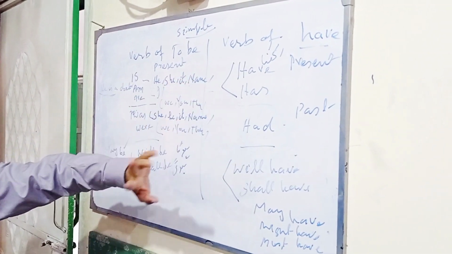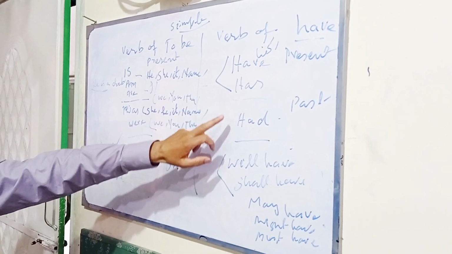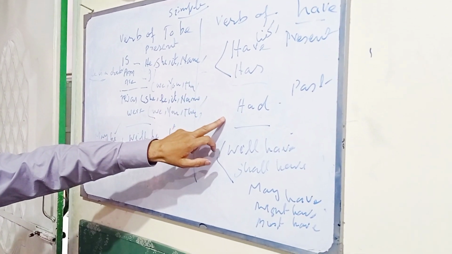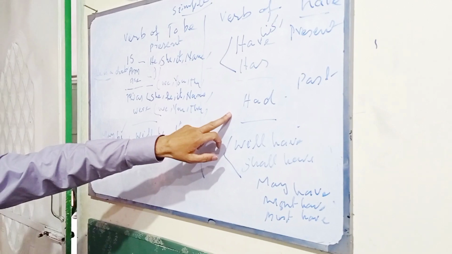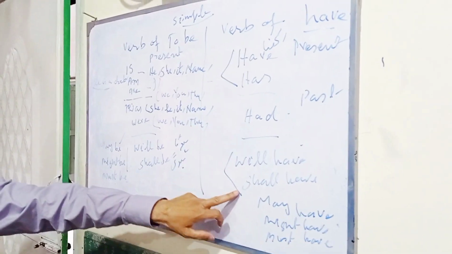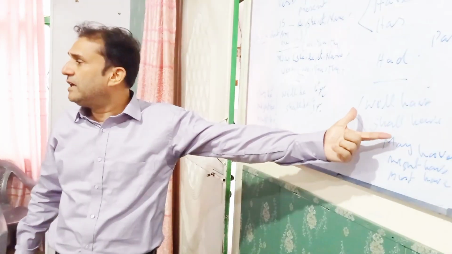Now look at this: verb of have and has. And had stands for remote past. And similarly, will have and shall have. You are keeping something in your future. Similarly, may have, might have, and must have. These are also being used in place of these helping verbs.